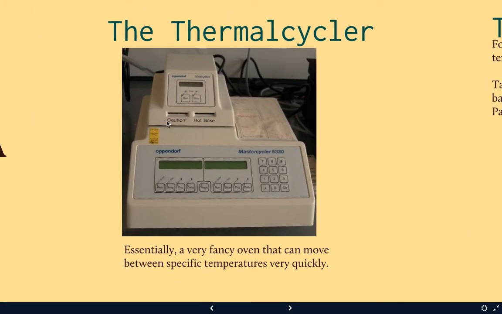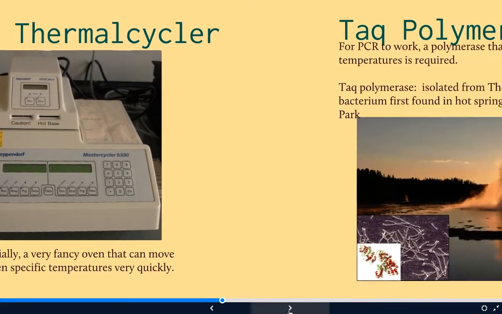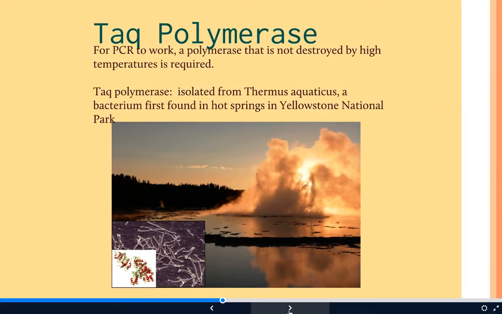So this is what a thermocycler looks like. This hatch will pop open, and you'll put your DNA samples inside. It's essentially a fancy oven, and it can move between temperatures very quickly. In order for a PCR to work, Taq polymerase is not destroyed at high temperatures. So it's isolated from an archaebacteria that's found around the hot springs of Yellowstone National Park. This enzyme is not destroyed by high heat, which makes it really useful for PCR.